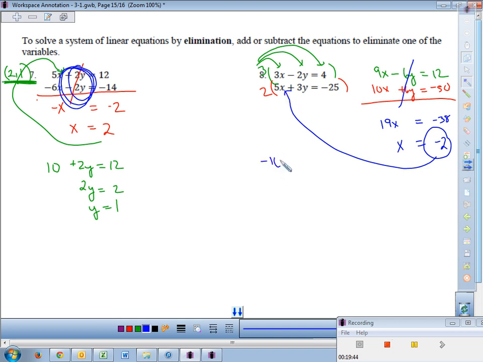That would give me a negative 10 plus 3y equals negative 25. 3y will equal a negative 15 after I add 10 over. And then finally divide by 3, and y equals negative 5. I'm putting my ordered pair right here of negative 2, negative 5. X first, y second.